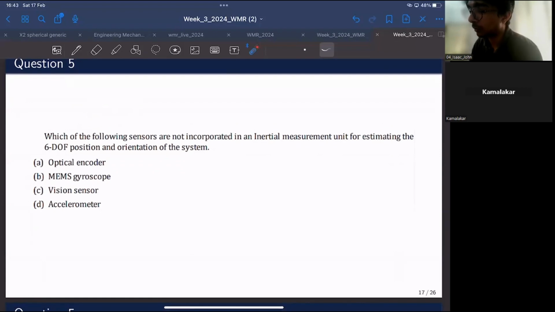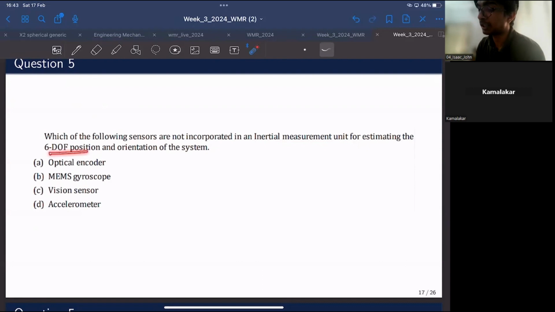Okay, so moving on to question 5, it says: which of the following sensors are not incorporated in an inertial measurement unit estimating the 6 DOF pose of an orientation system? If you can recall what was discussed on inertial measurement units, these systems are ideal for measuring 6 degrees of freedom, position and orientation.